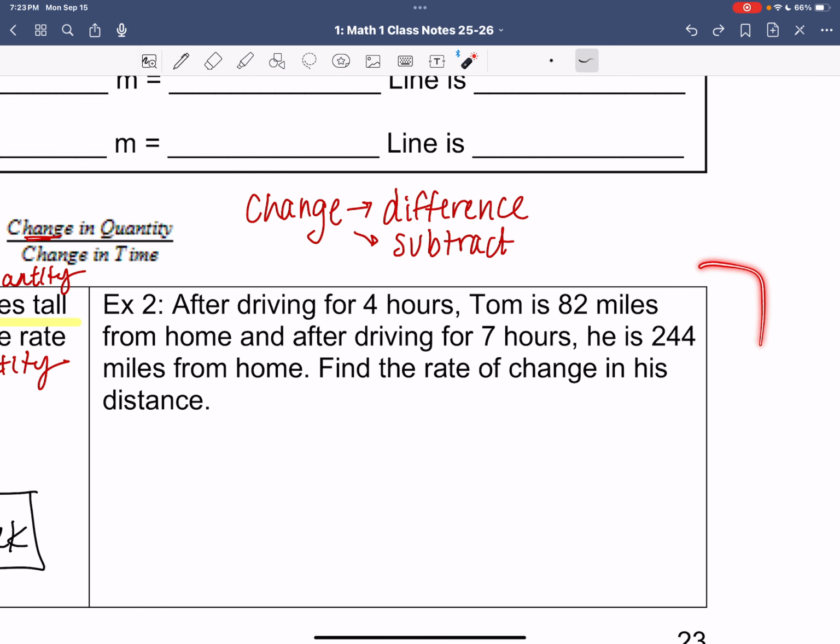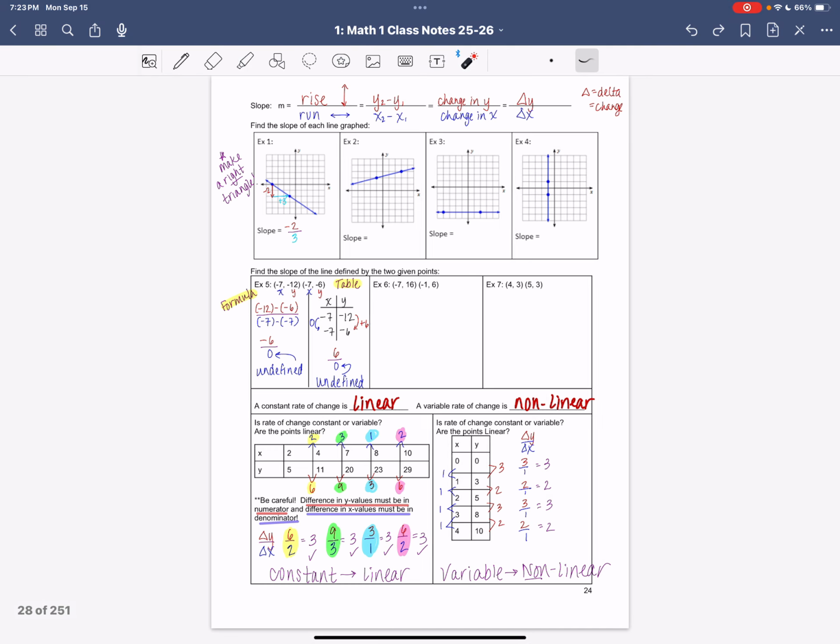So I want you to go ahead and try that. Remember, it's going to be quantity over time, and then you'll subtract those and you'll find your answer. So go ahead, try that one.